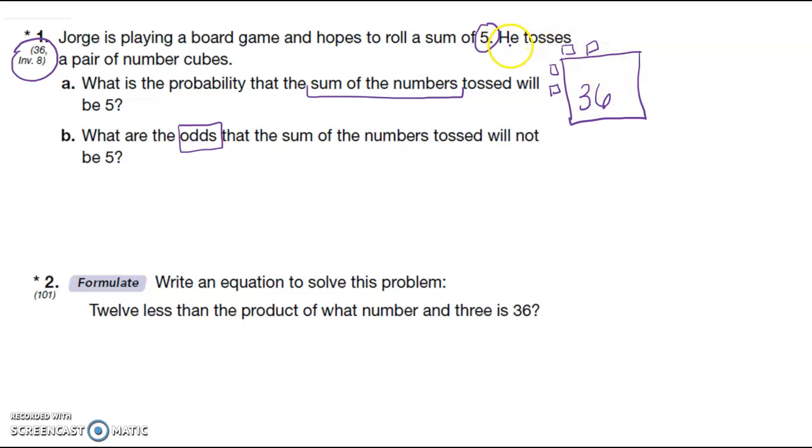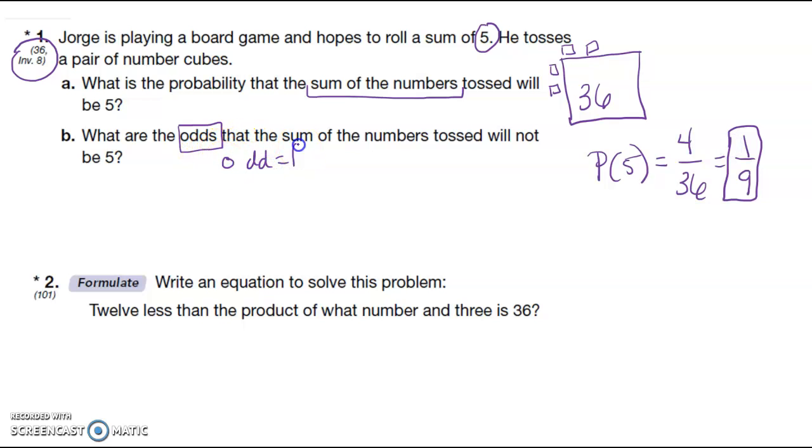A sum of 5, I'm kind of going on memory. I think that there are 4 available ways you can get a 5 out of 36, which gives you 1 out of 9. And that's the probability of a 5. Odds are different. Odds are not probability. Odds are favorable over unfavorable. So if I have 4 favorable outcomes out of 36, then I have 32 unfavorable, which gives me 1/8.